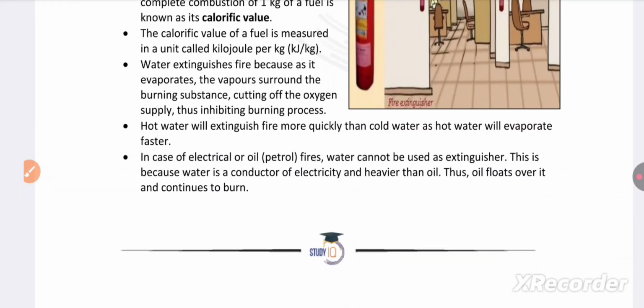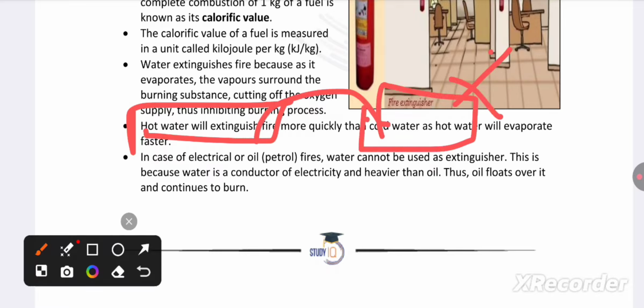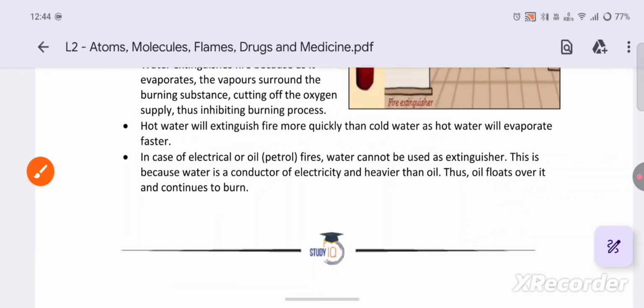Water extinguishes fire. Here one important thing I will explain: hot water will extinguish fire more quickly than cold water. Very important, because as we think cold water can easily cover that, but that is not true. Hot water has more evaporation power, so it easily evaporates in the atmosphere. That's why hot water can extinguish more quickly.